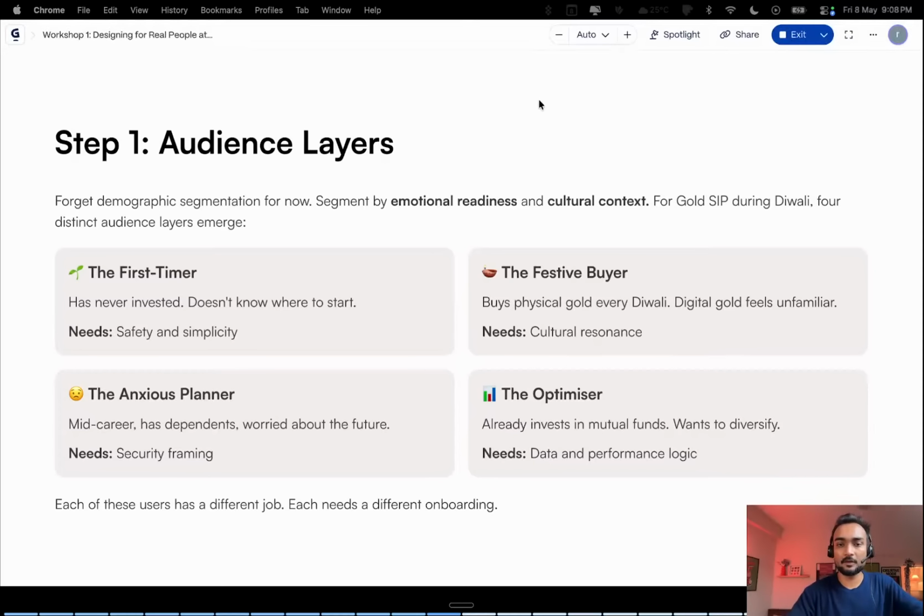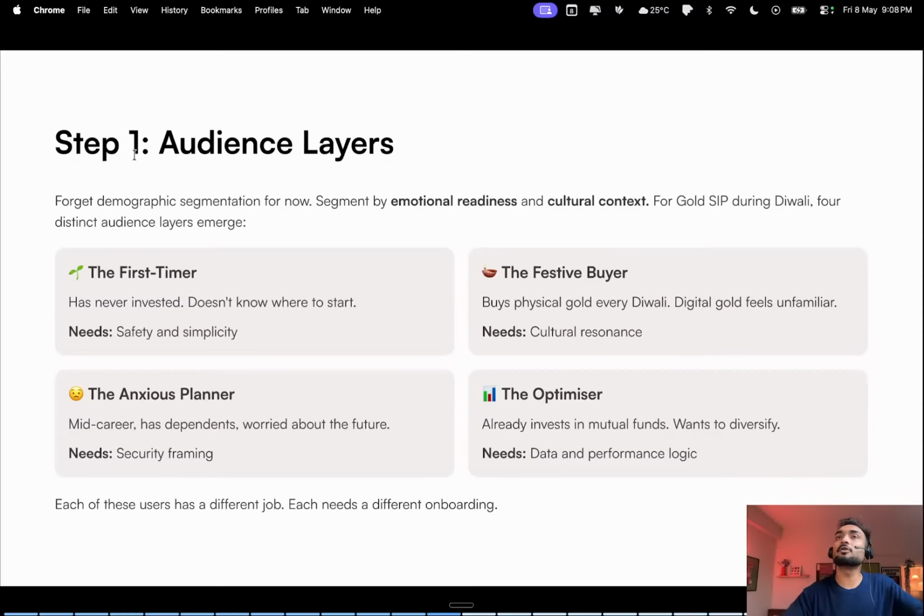Okay, let's quickly do a drill down on the audience layers. Who are the potential audience for this feature? Remember, we are not doing the demographic segmentation.